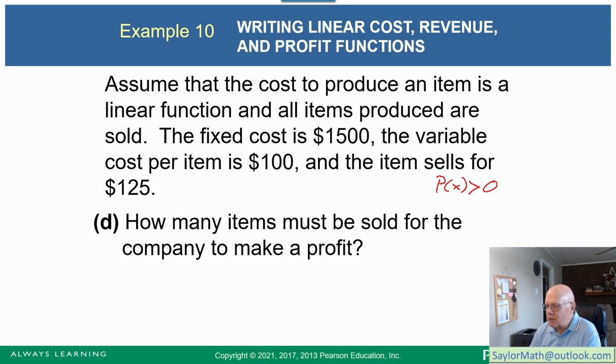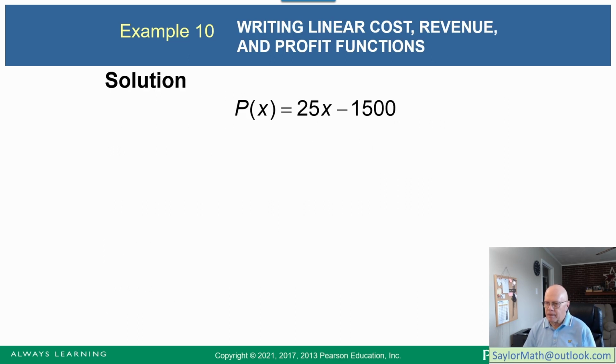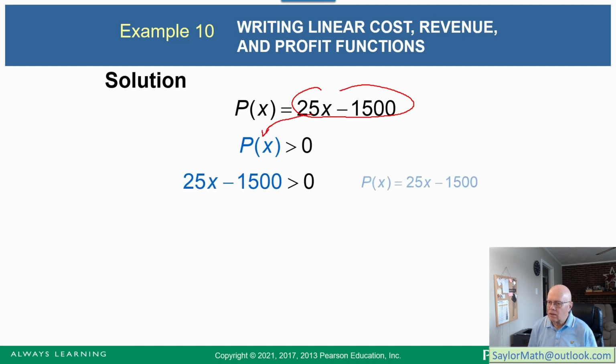So how many items must be sold for it to make a profit? Well, this means you're making a profit, so it has to be positive. So here's our profit function we determined a few slides before. That it has to be positive. So take this, put it in there.